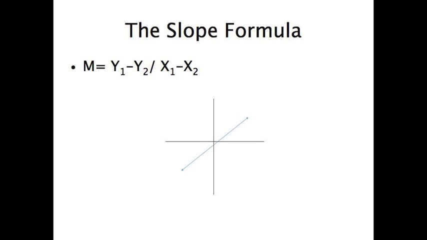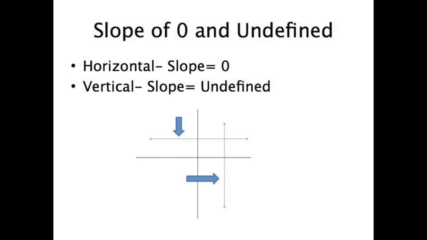All lines have a slope. Slope can be found using the formula y1 minus y2 over x1 minus x2. Some lines have no vertical or horizontal change. If the line is parallel to the x-axis, its slope is 0. If the line is parallel to the y-axis, its slope is undefined.